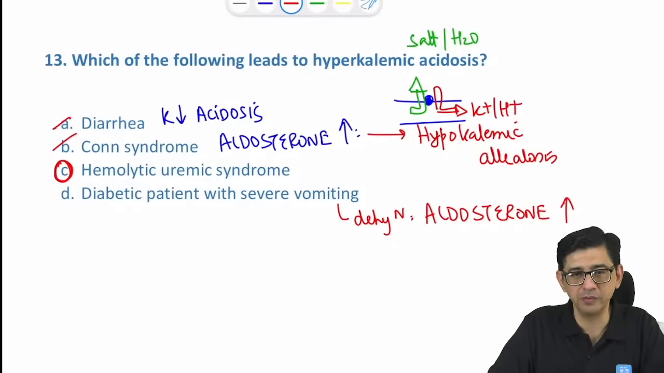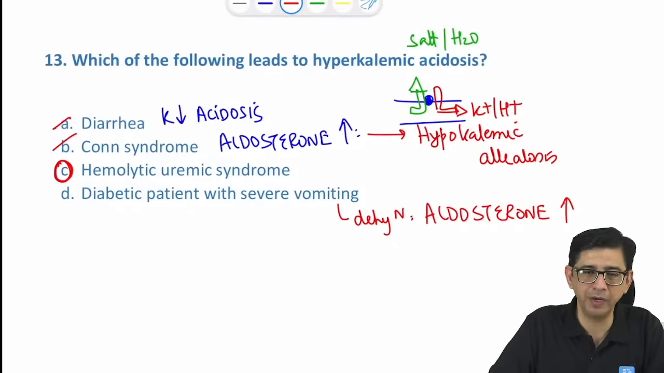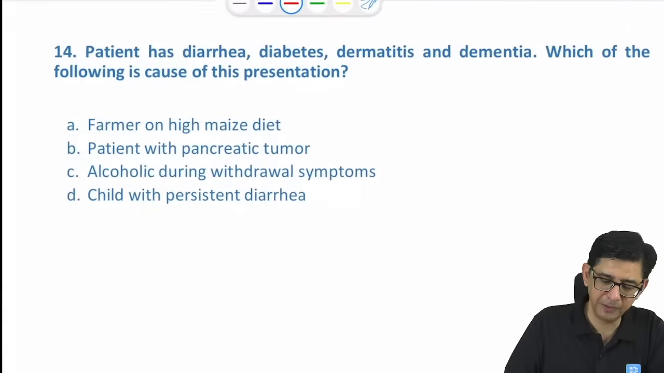Most of the time, we'll try to medically manage first. We'll give packed RBC infusions, we'll stop antibiotics in hemolytic uremic syndrome, we'll treat hyperkalemia with drugs, and we'll treat metabolic acidosis with soda bicarbonate. If it still persists, then we'll plan hemodialysis in this patient. Answer 13 is option number C.